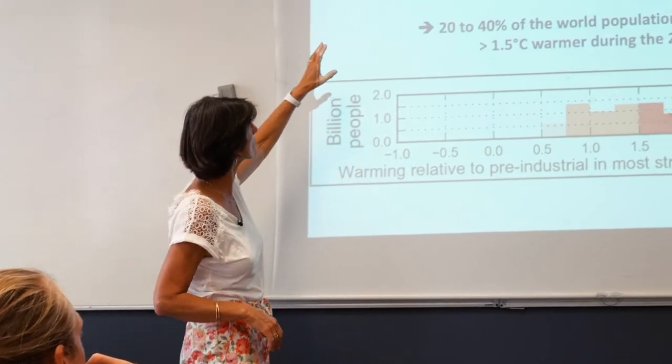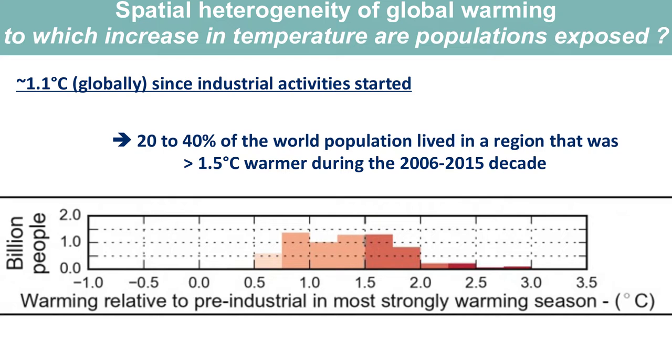What is interesting also is to see that here you have a graph showing the level of warming and the billions of people affected by this warming. So today we are at about 1.1 degree of global warming, but still you have about 20 to 40% of the world population that already live in a region that is more than 1.5 degrees C warmer than it was at the end of the 19th century. When I say warmer, it's always compared to the end of the 19th century.